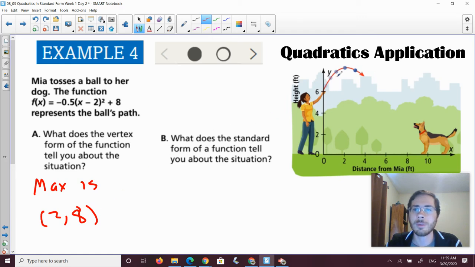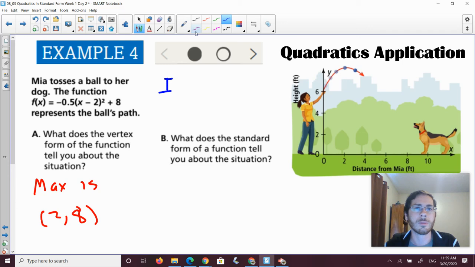And yeah, it looks like in the picture, the top of the ball's path is at 2, and 8 is up here. So it looks like it's a couple feet higher than Mia is. Mia looks like she's 6 feet tall. So that's what vertex form tells us. Now, what does standard form tell us? Well, that's what we did this section. So standard form is going to tell us the start. It's going to tell us the initial y value.